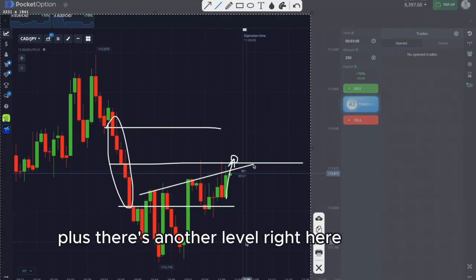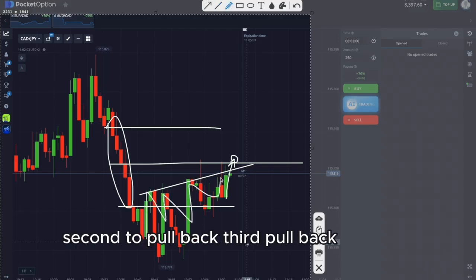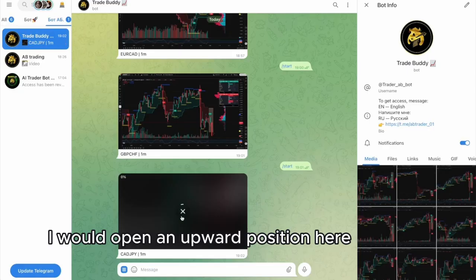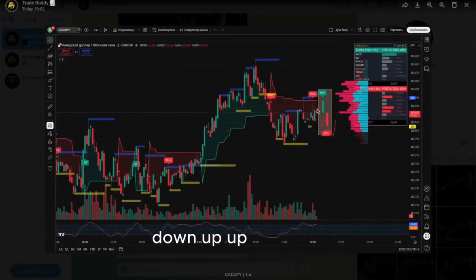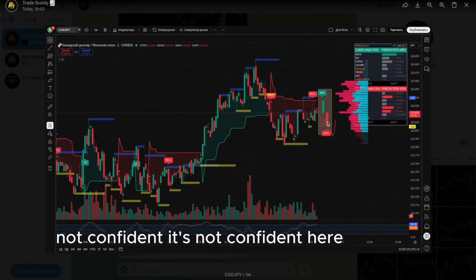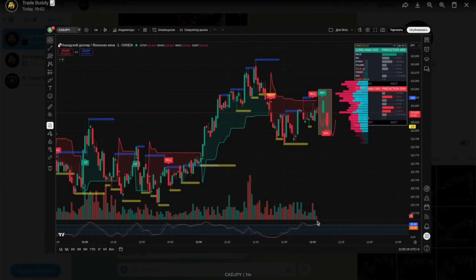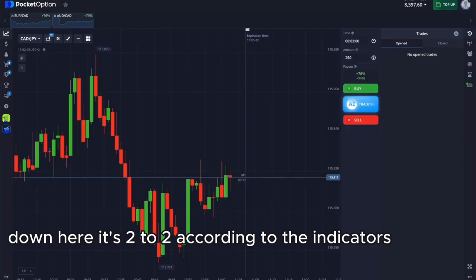Plus there's another level right here. And here we have first a pullback, second a pullback, third pullback, and the fourth touch is a breakout. I would open an upward position here, but let's see if the bot supports my intentions or not. Down, up, up, not confident. It's not confident here. Here it seems to be down, here it seems to be up. It's unclear here, down here. It's 2 to 2 according to the indicators.